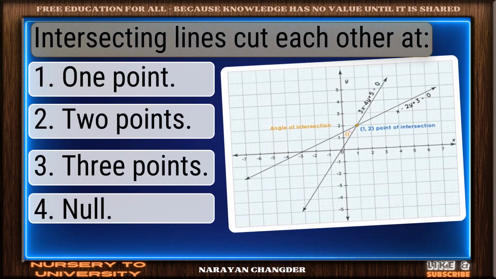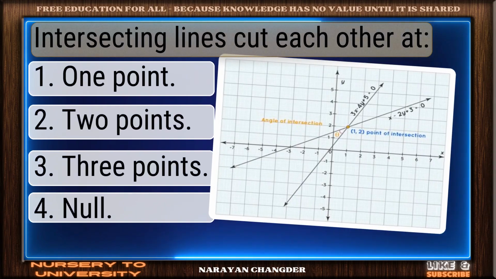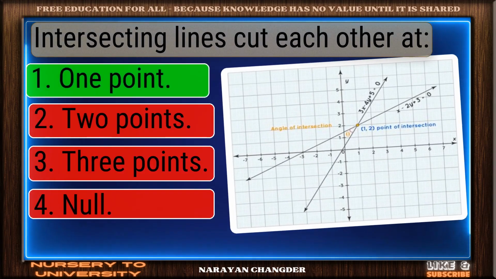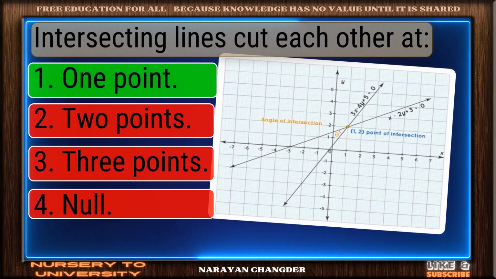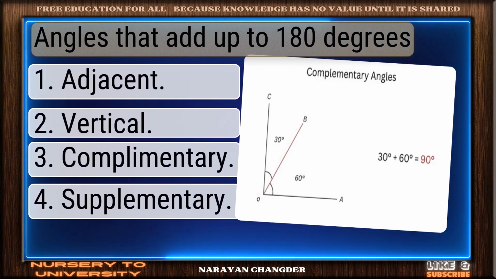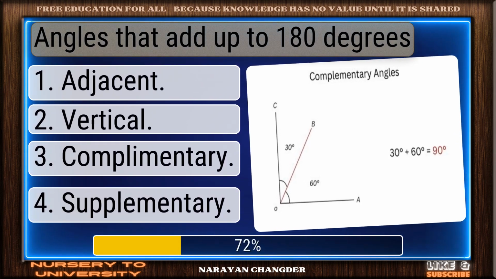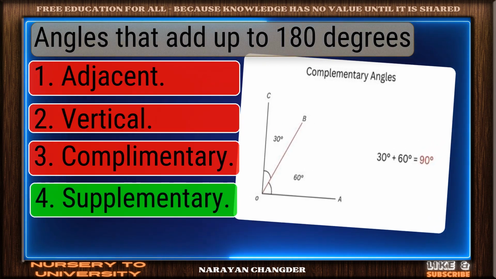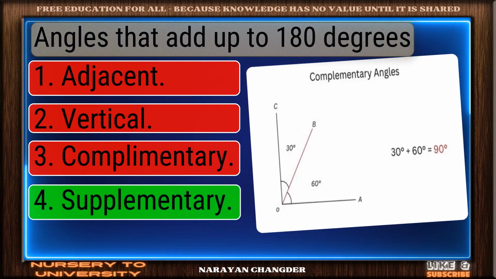Question number 75. Intersecting lines cut each other at? Good thinking. 1 point is the right answer. Question number 76. Angles that add up to 180 degrees. Clear logic. Your choice, supplementary, is sound and 100% true.